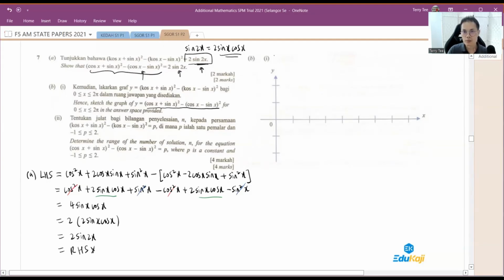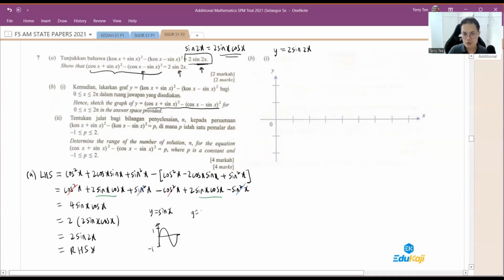Well, for B Roman 1, we are sketching the graph of 2 sine 2x. I hope you remember by now, what does the 2 in front represent? The 2 in front represents your amplitude. Now, a basic sine graph looks like this, right? The moment you put a 2 in front, maybe I just draw one extra one. So a basic sine has an amplitude of 1.